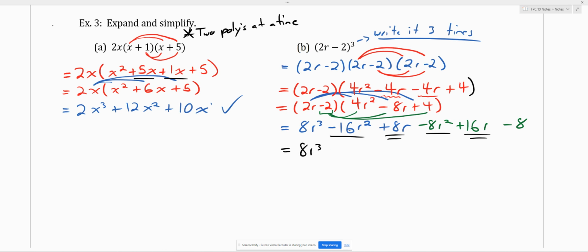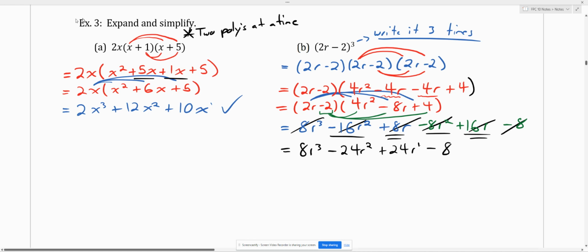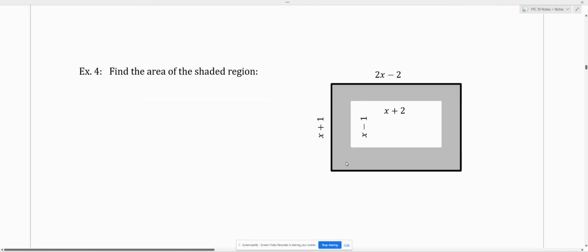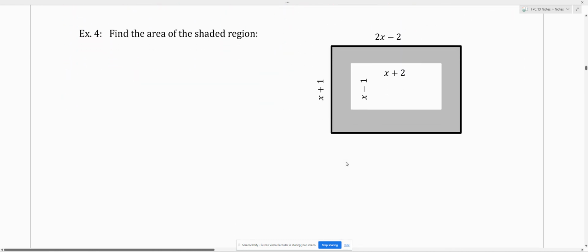8r cubed, and let's combine negative 16r squared and negative 8r squared. That's going to give me negative 24r squared. Cross those off. They are done. And positive 8r plus 16r is going to give me a positive 24r to the 1. And finally, cross them off. I have just the negative 8 left over, and we've accounted for everything. I have 4 terms in my final answer. Double check my notes. That is correct, no other mistakes. Finally, you will deal with some slightly more challenging area questions.